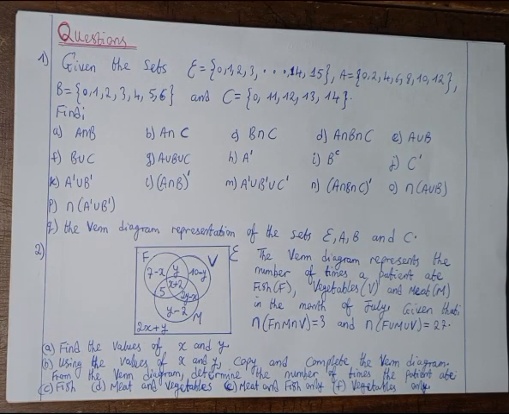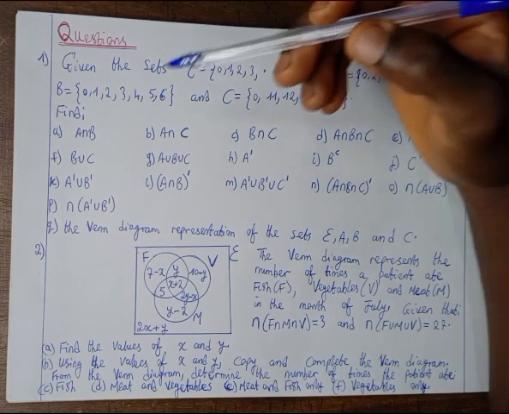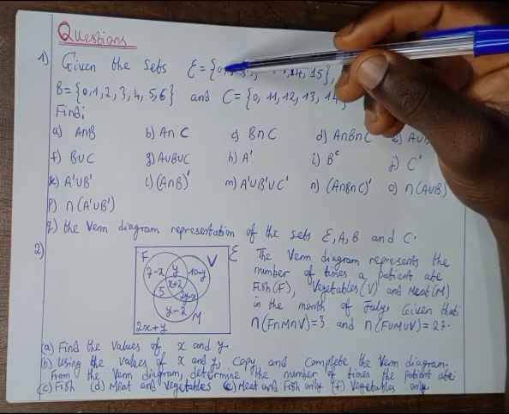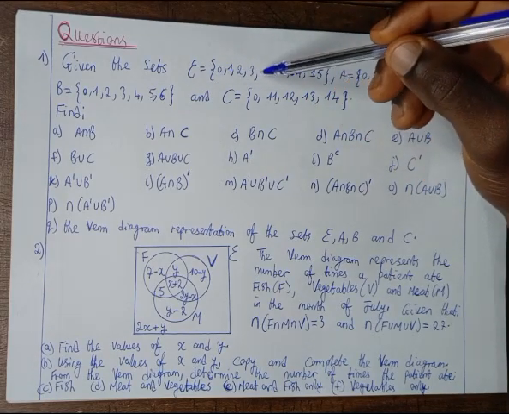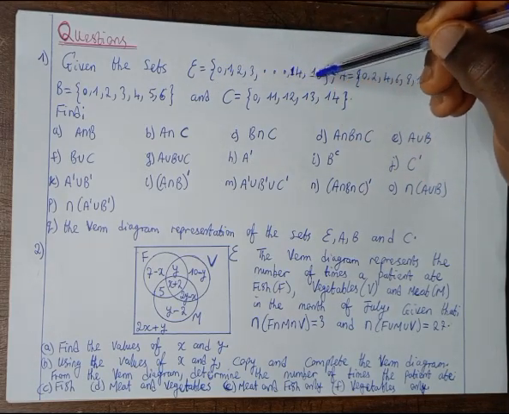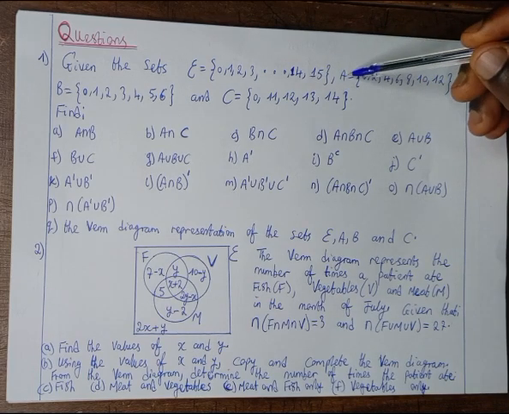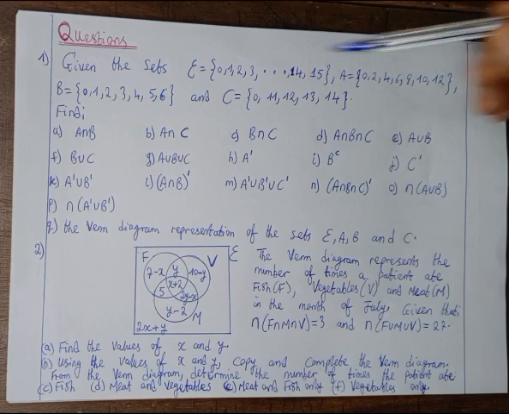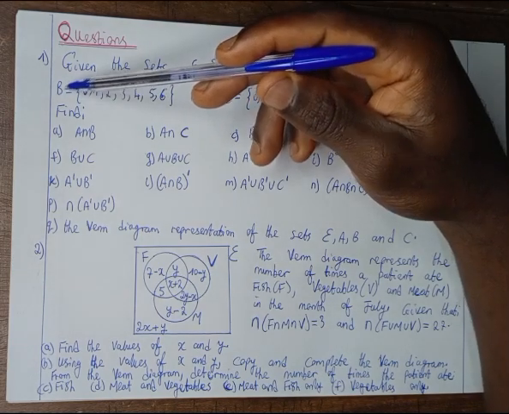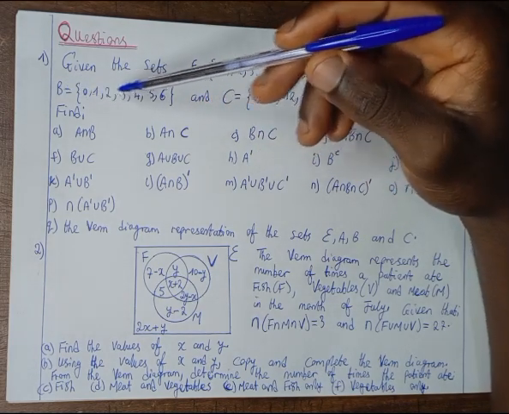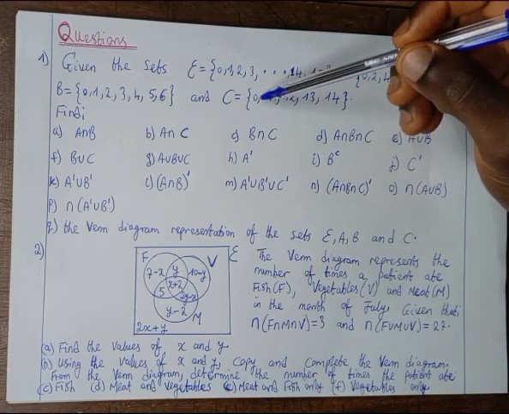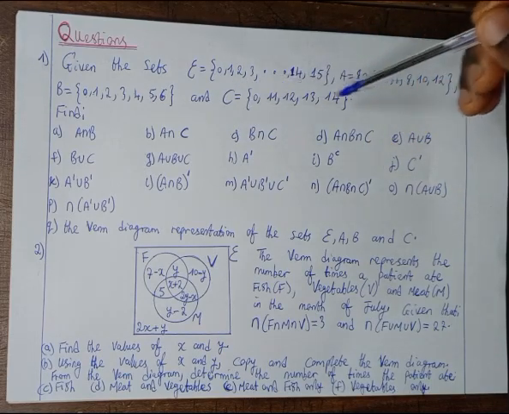We have the following questions to answer. Question 1. Given the sets, we have the universal set with elements 0, 1, 2, 3, right up to 14, 15. We have the set E with elements 0, 2, 4, 6, 8, 10, 12. We have the next set B with elements 0, 1, 2, 3, 4, 5, 6. And we have the set C with elements 0, 11, 12, 13, 14.